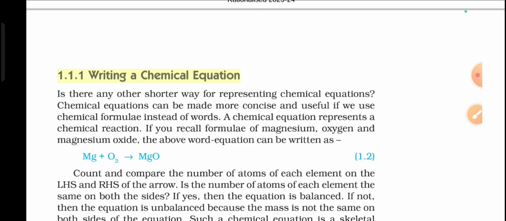1.1.1. Writing a chemical equation. Is there any other shorter way for representing chemical equations? Chemical equations can be made more concise and useful if we use chemical formulae instead of words. A chemical equation represents a chemical reaction. If you recall formulae of magnesium, oxygen and magnesium oxide, the above word equation can be written as Mg plus O2, arrow, MgO.